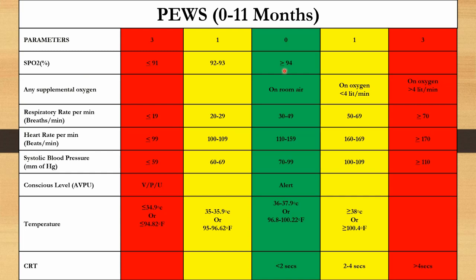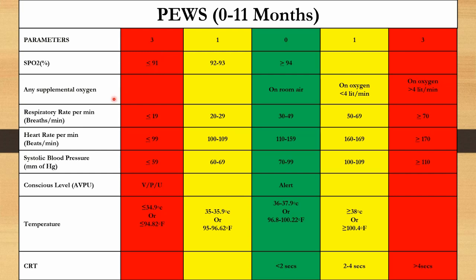If the oxygen saturation is more than or equal to 94%, you can give a score of 0. If the oxygen saturation is between 92 to 93%, then you can give a score of 1. If the oxygen saturation is less than or equal to 91%, then you can go for a score of 3.